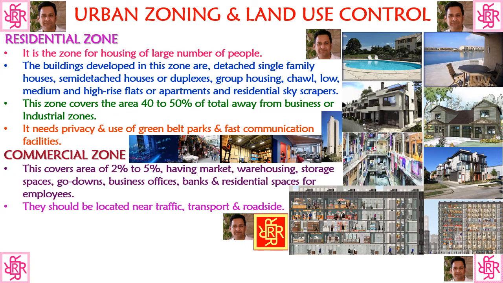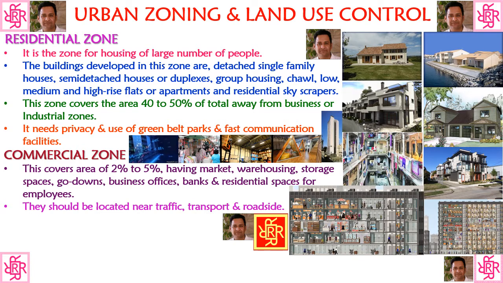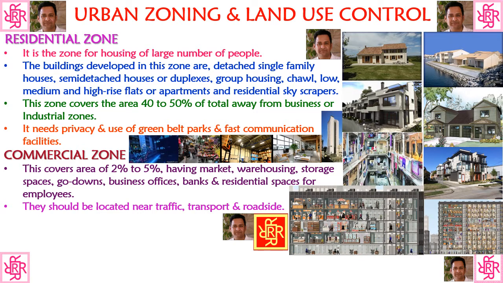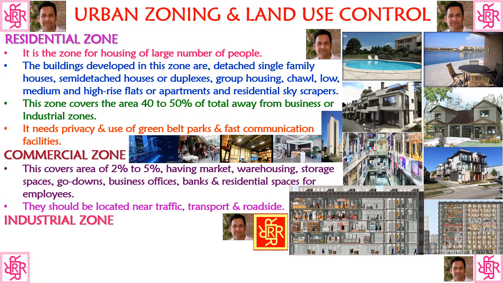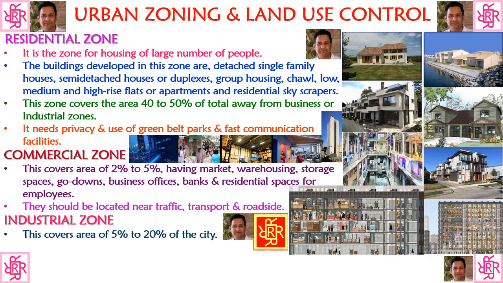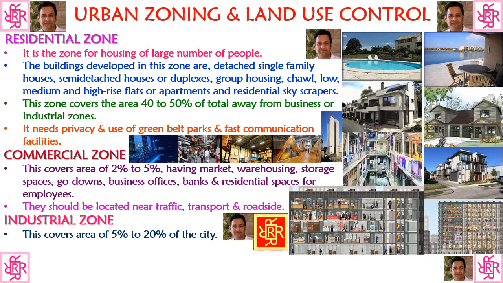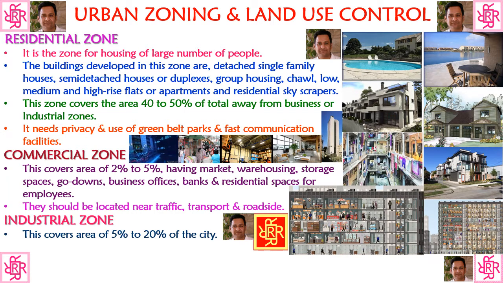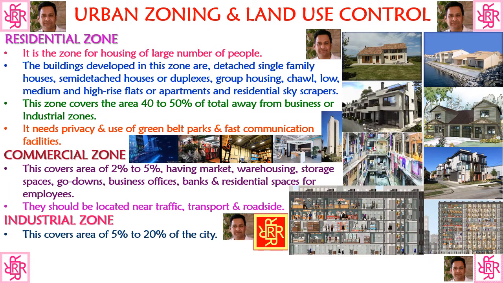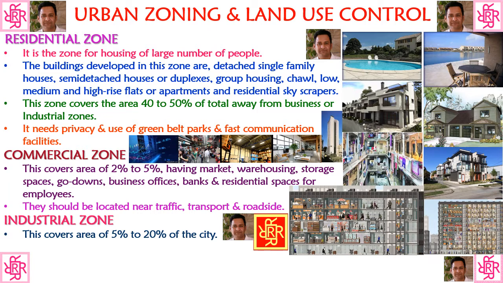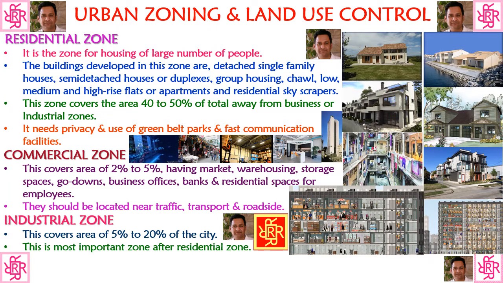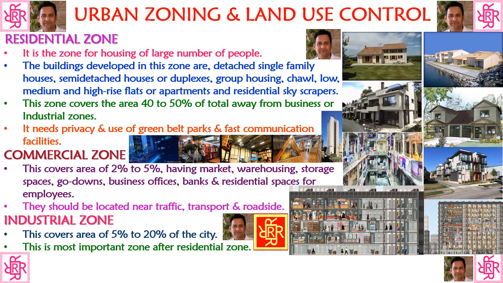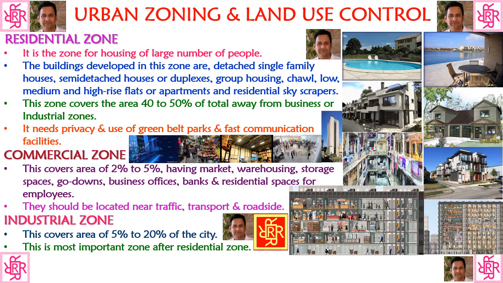Now, they should be located near traffic, transport, and roadside areas, so that the commercial area can be accessible and used by the people. Then there is industrial zone. The industrial zone also covers 5% to 20% of the city, depending on which country we are talking about. Industrial zone is also very important because it generates pollution and waste. So this is the most important zone after residential zone in the city.